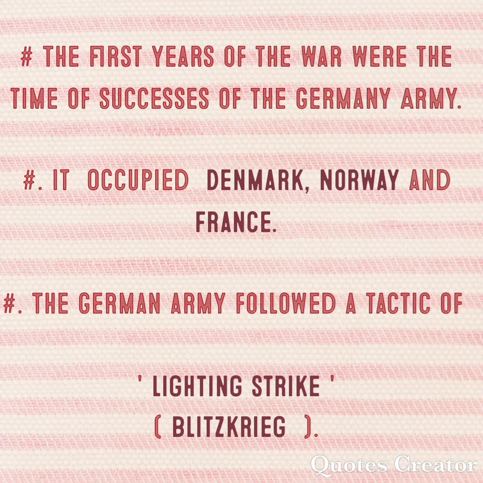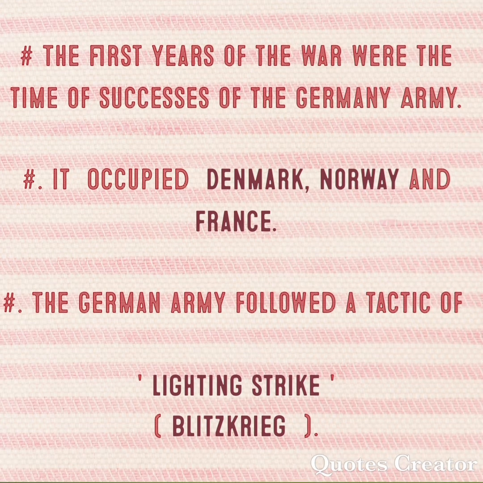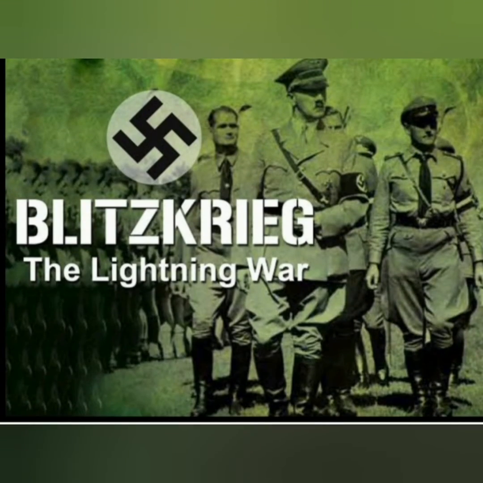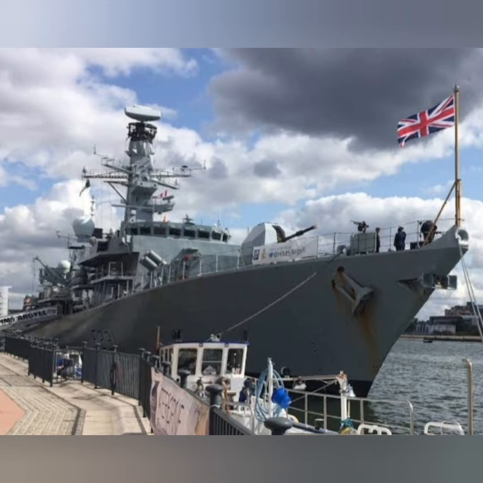The first years of the war were a time of spectacular success of the German army, which occupied Denmark and Norway and later France. By 1941, all of mainland Europe up to the Russian frontier was under the Axis powers. The German army followed a tactic of lightning strikes to storm into various countries and overrun them.